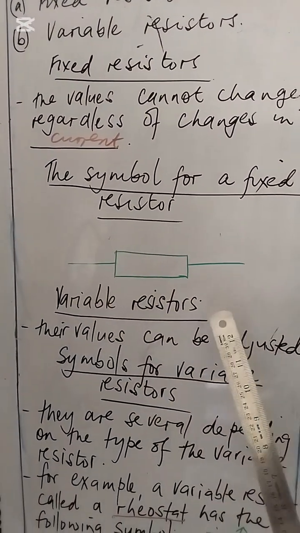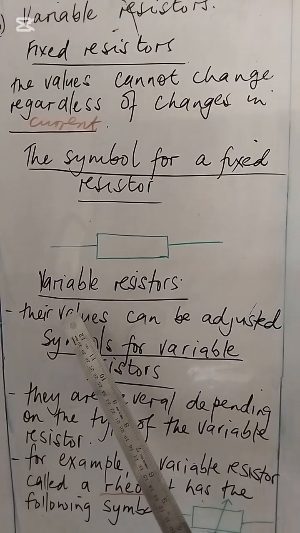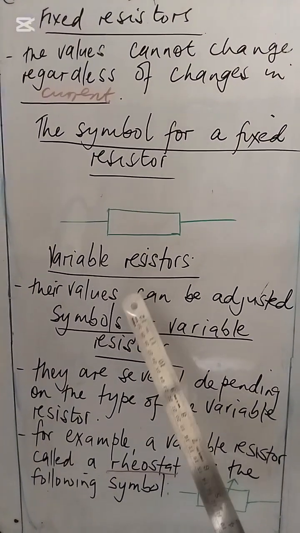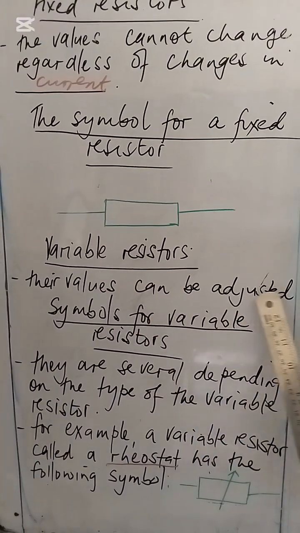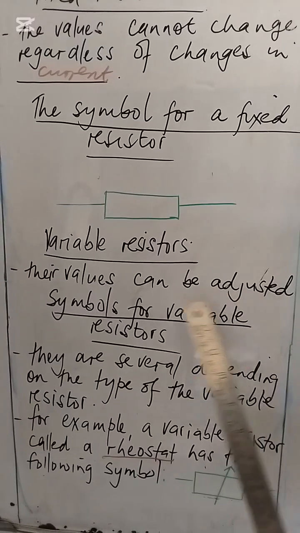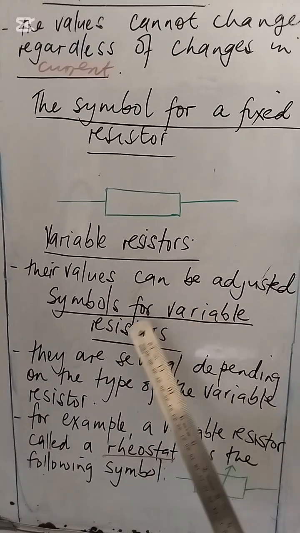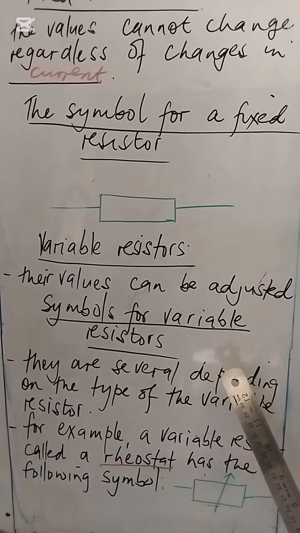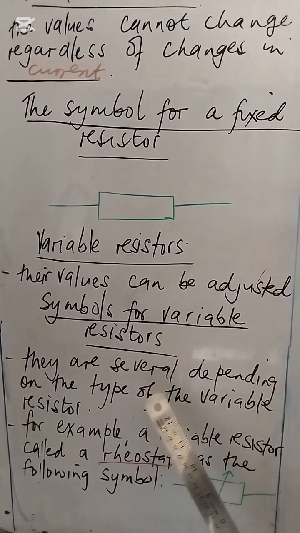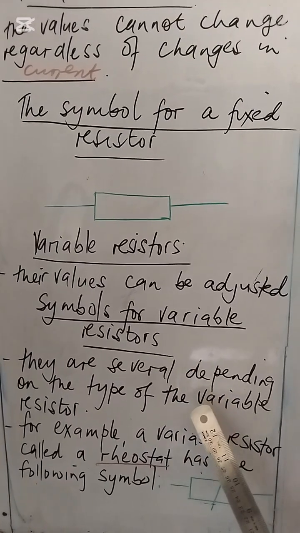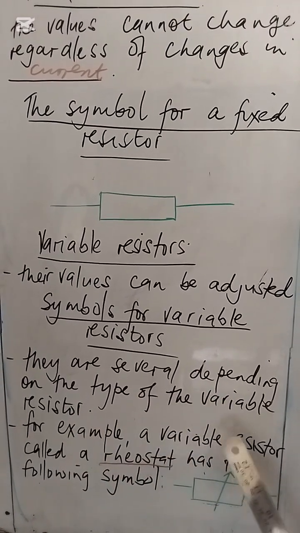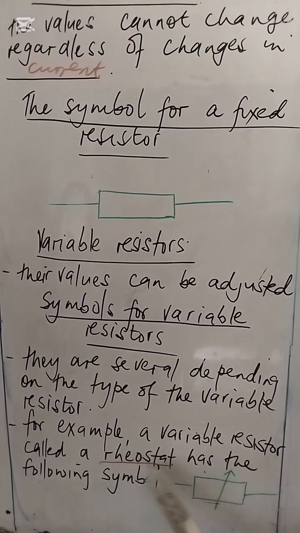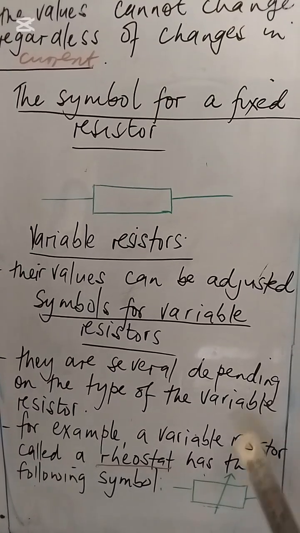Then we have variable resistors. Their resistance or the values for resistance changes or can be adjusted. Then symbols for variable resistors. There are many different types of variable resistors, each with a special symbol. But the most common variable resistor in our laboratories is a rheostat, whose symbol is like this, a box and an arrow.